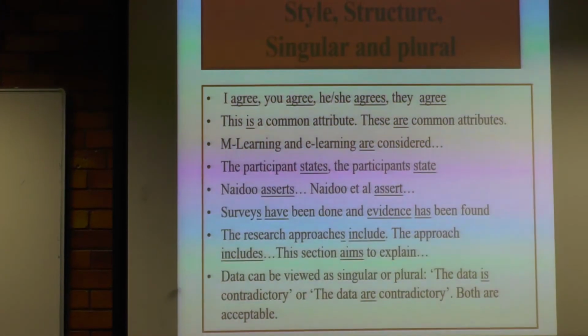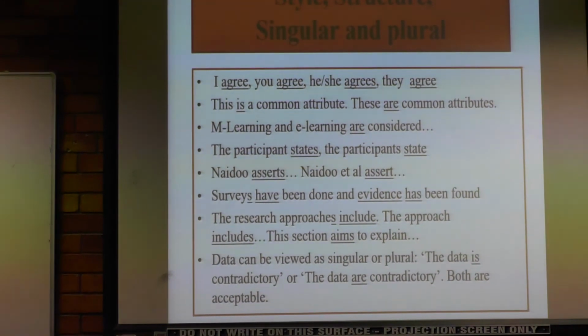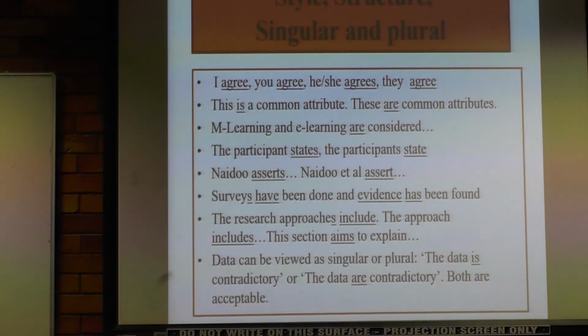But a lot of us slip up, and you find quite a mix of tenses in chapter 1. Well, I'm not going to go through all of these with you, because I think you know these, but you just have to make sure that you get it right. Let's move right down to the third one: M-learning and e-learning, that's plural, are considered. The fourth one: the participant states. The participants state.